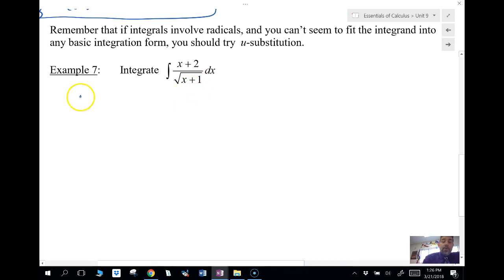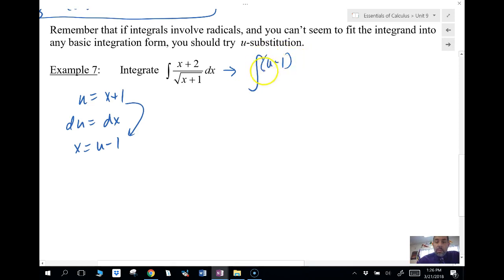So we're going to do that. We're going to usually make u whatever's inside the square root. Okay, and so then du is going to be equal to dx. And x is going to be equal to u minus 1. All right, I just subtracted 1 there. Then I'm going to make my substitution. My x was u minus 1, so u minus 1 plus 2 over square root of u, and dx was du, so I'm just going to put du there. All right, so now I'm going to get u plus 1 over square root of u, and square root of u is u to the 1/2.